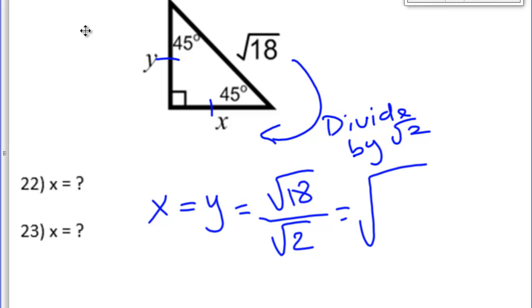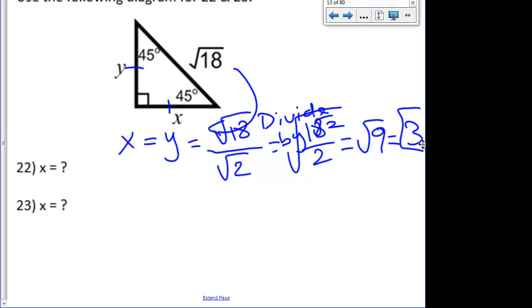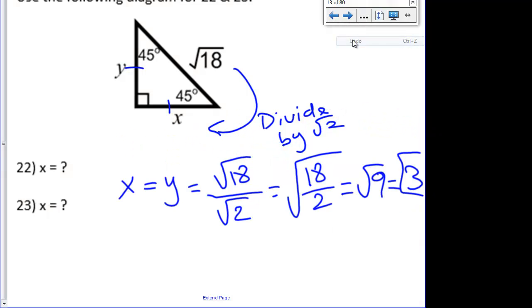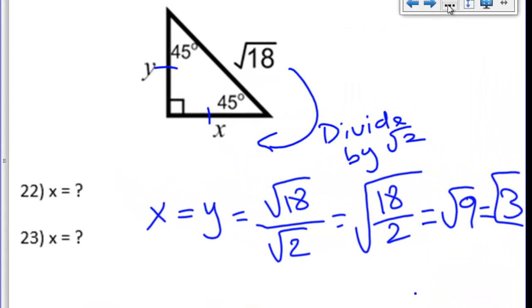This can be rewritten as 18 over 2, or the square root of 9, which equals what? Correct, 3. And we're done.